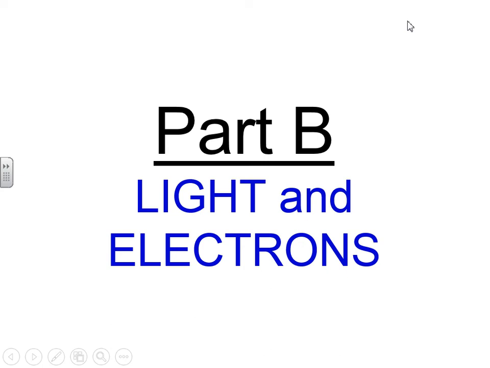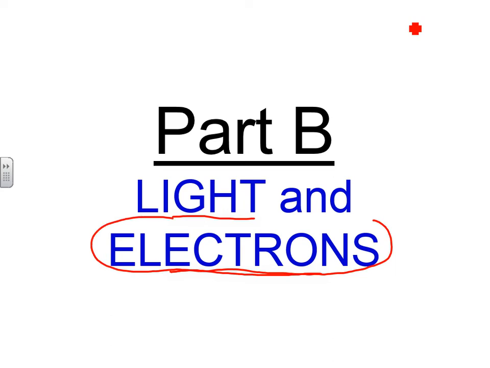This is Unit 3, Video 4. In this portion of the notes, Part B, we will talk about light and electrons. Specifically, we'll be focusing on electrons eventually because that's what concerns us. But as we'll see, light will allow us to understand electrons.